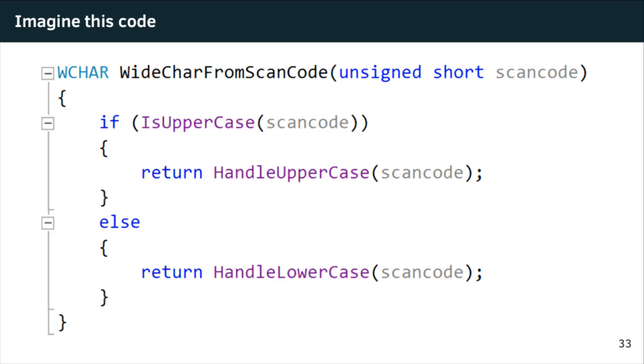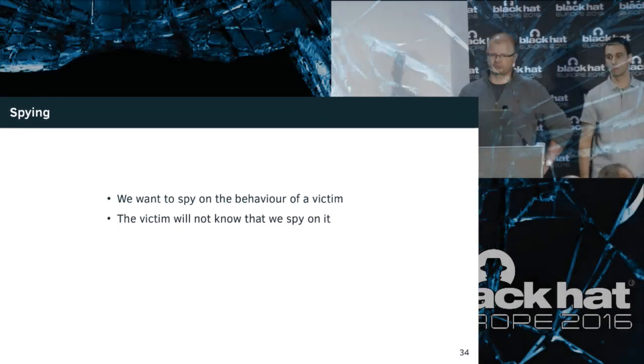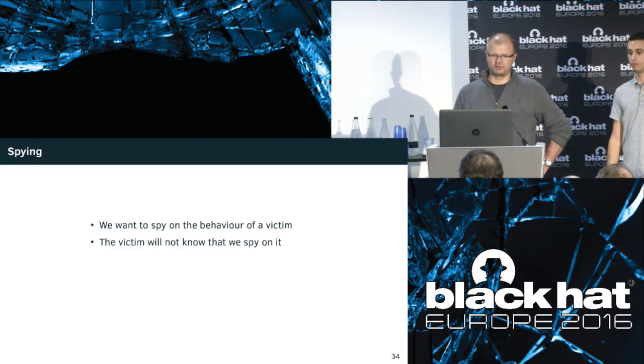Now, functions are memory as well, meaning that different memory will be touched if the handle uppercase function is called than when the handle lowercase function is called. So we're going to see if we can figure out which of these two functions are called and whether your password uses uppercase letters or lowercase letters. So here we want to remember: handle uppercase, handle lowercase, different memory. So we want to spy on the behavior of a victim. And the victim actually won't know that we're spying on him because he will not be seeing what we're doing in DRAM. His software will run as always, and he will probably be in a different security domain and has no knowledge about what we're doing.